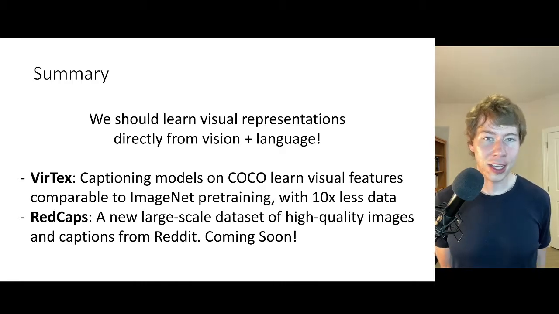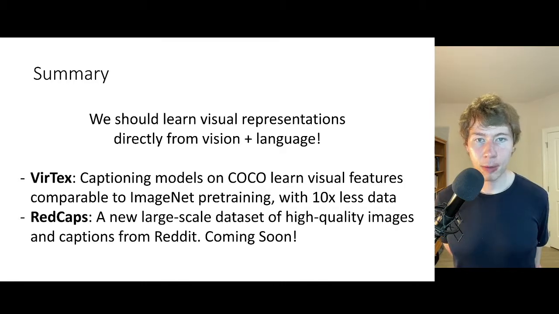I hope I've convinced you that this idea of learning visual representations directly from vision and language is a good idea and that we should all be doing it. And now to recap what we talked about: Vertex, which is our paper at this CVPR, is able to learn really good transferable visual representations from vision and language data. And then we talked about our new dataset, RedCaps, that scales up vision and language pre-training and is a new dataset of about 12 million high-quality images and captions that we hope will be a really exciting new dataset for vision and language research.